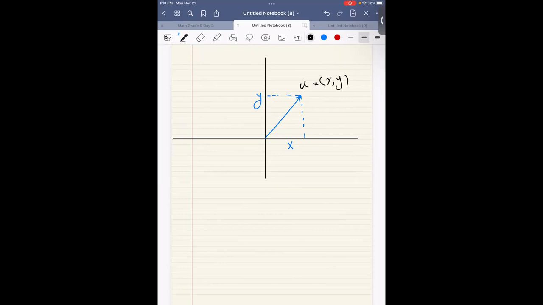Okay, something important is, first, what is the magnitude of a vector? The magnitude of a vector, from the point of view of geometry, is the length of this vector.